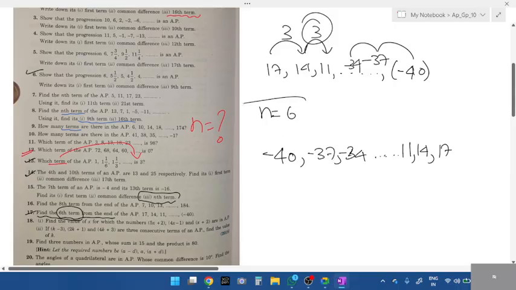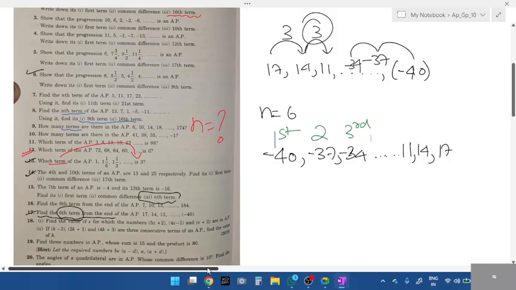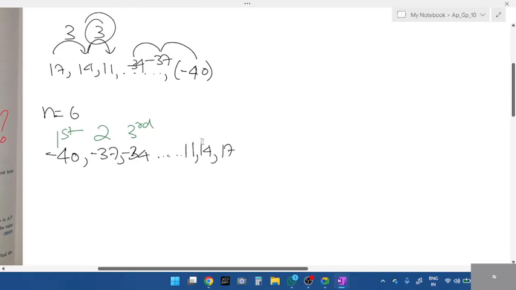Then what are the values? n is 6. They've already given. What do you mean by that? The meaning is, in reverse order, minus 40 is the first term, minus 37 is the second, minus 34 is the third term. They have asked us to find the sixth term. Look here. After minus 34, what might you get, students? What's the fourth term? Minus 31.